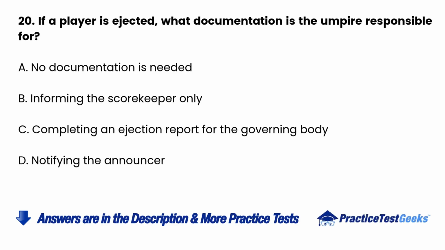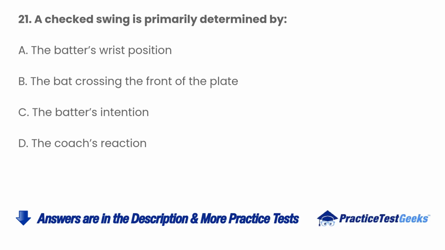20. If a player is ejected, what documentation is the umpire responsible for? A. No documentation is needed. B. Informing the scorekeeper only. C. Completing an ejection report for the governing body. D. Notifying the announcer.